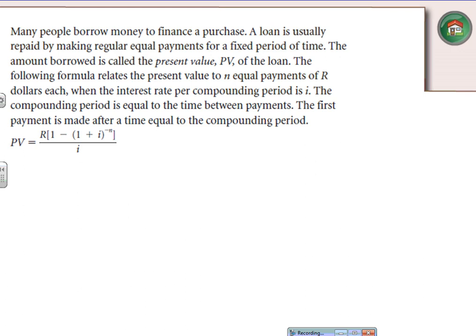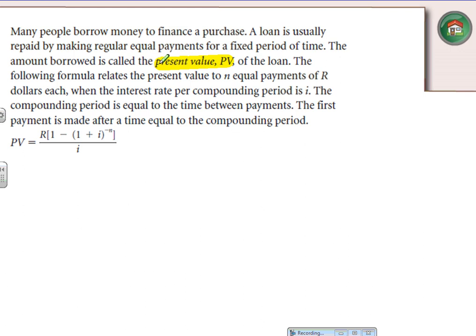More important to most people is to say, how much do I have to pay in order to buy that house, to buy that car? I want to know what I'm going to have to pay. This is called our present value of a loan. So many people borrow money to finance a purchase. A loan is usually repaid by making regular equal payments for a fixed period of time. The amount borrowed is called the present value of the loan.